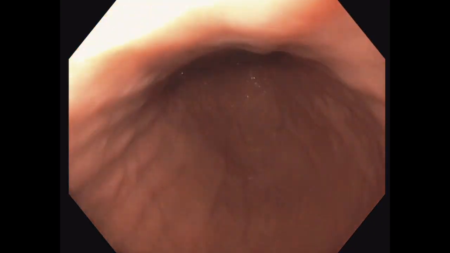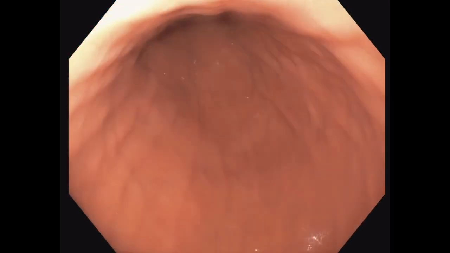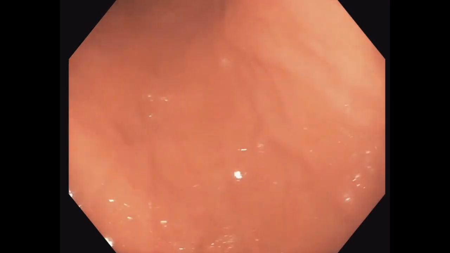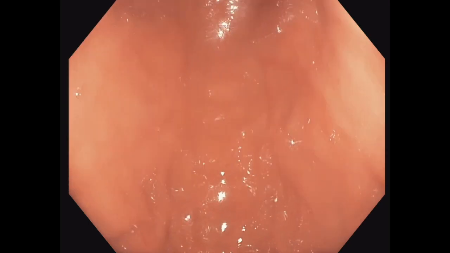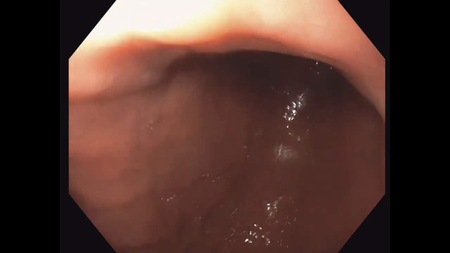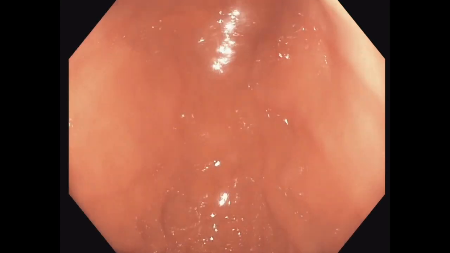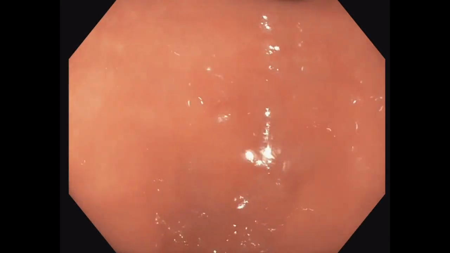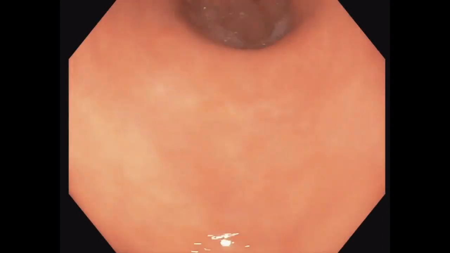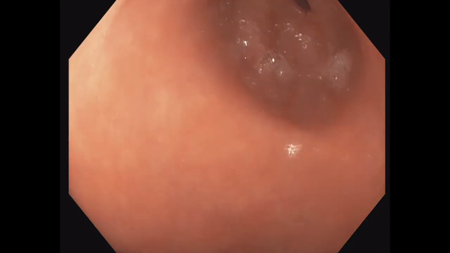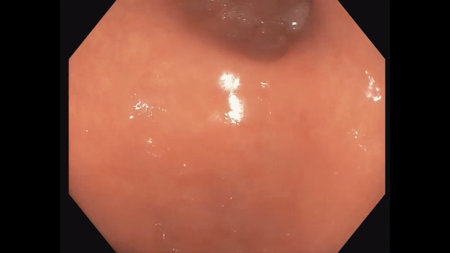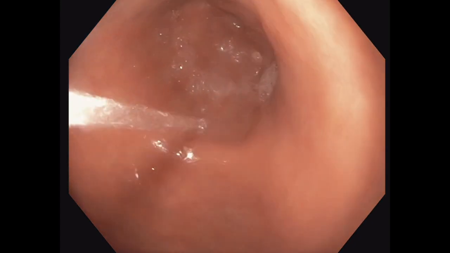Advancing distally, make sure to observe anterior and posterior wall carefully. The adjustment of the insufflation is also important. Mucosal lesion can change its shape with too much insufflation. The lower gastric body and antrum are a common area for abnormal lesions. Make sure to wash out the saliva to observe whole area.